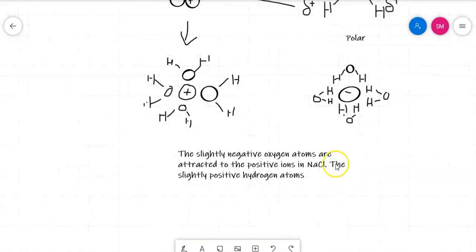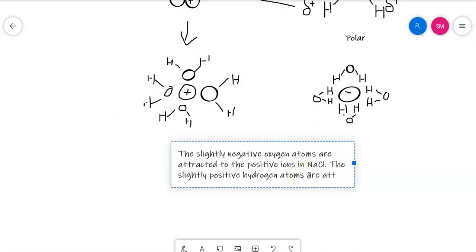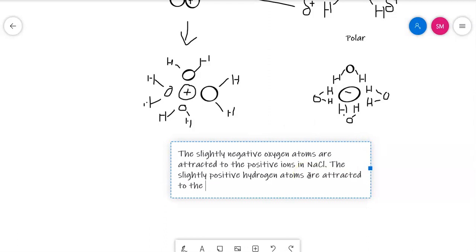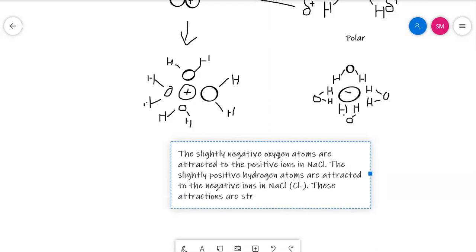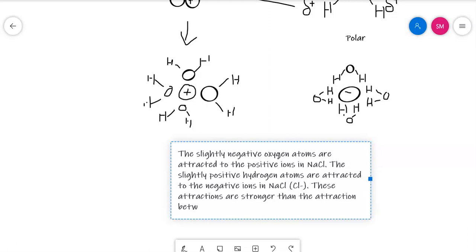So the slightly negative oxygen atoms are attracted to the positive ions in sodium chloride. The slightly positive hydrogen atoms are attracted to the negative ions in sodium chloride. So that's Cl minus. I can't do the superscript. Chloride, and then that would be sodium ions. These attractions are stronger than the attraction between ions within the ionic compound.